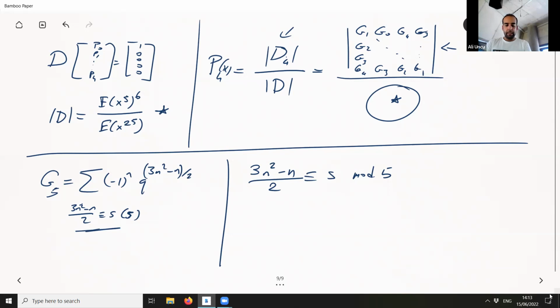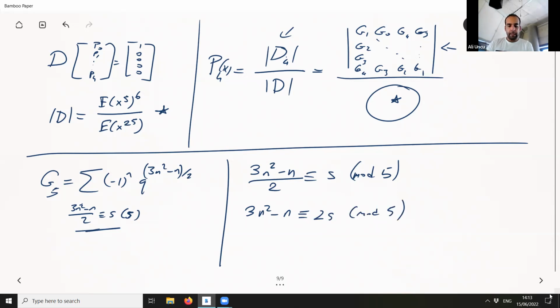This is the same thing as saying that, it should be 2S. I wrote something wrong, which is all right. So we can just clear the denominators. 2 has an inverse in this field. I mean, it's a field, so it has an inverse. So multiply everything with 2. It is 2S mod 5.